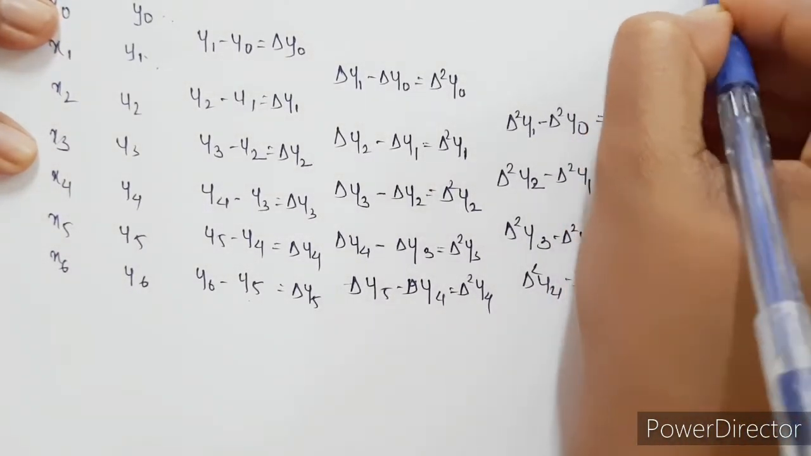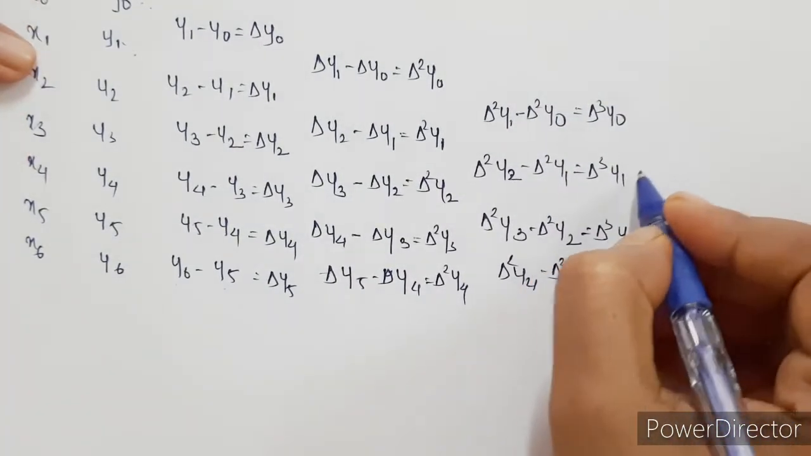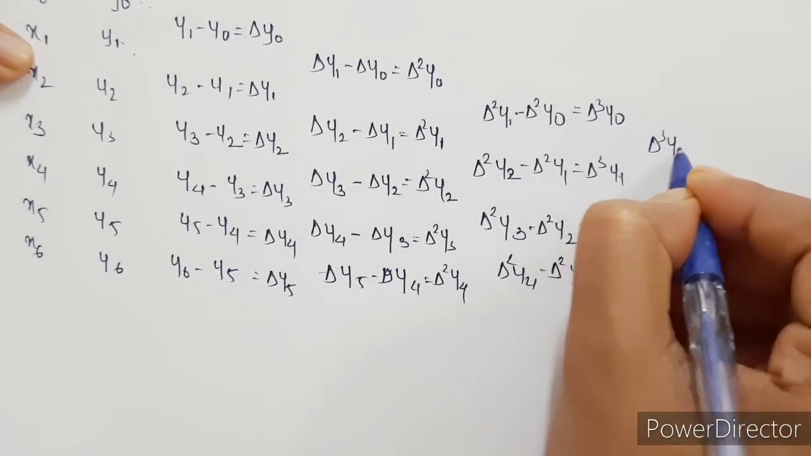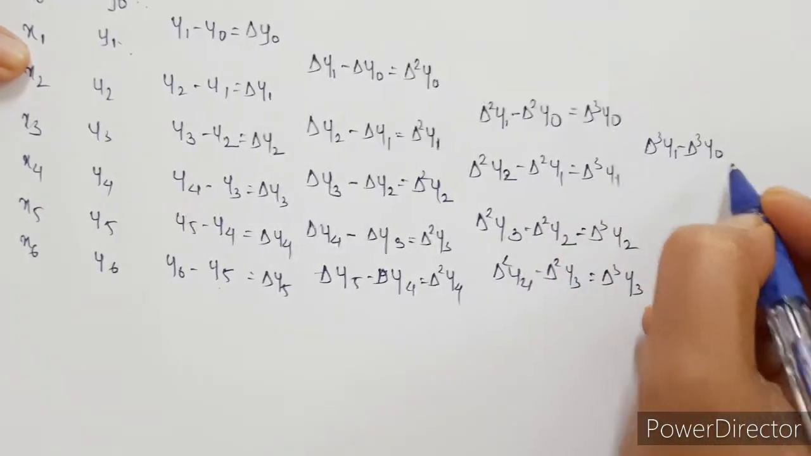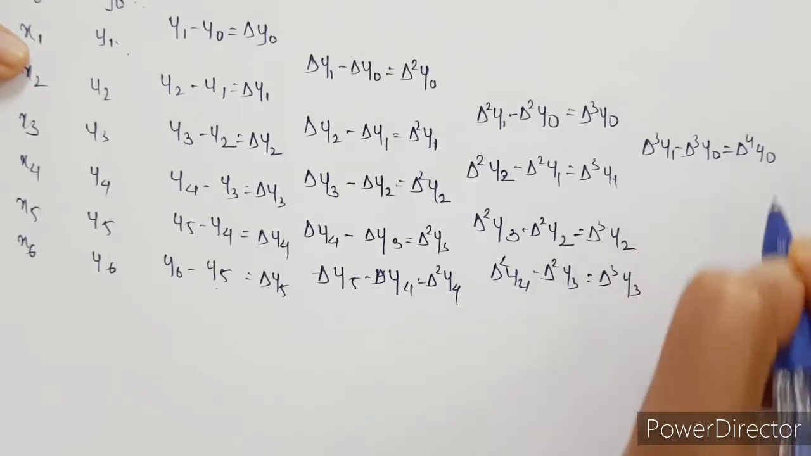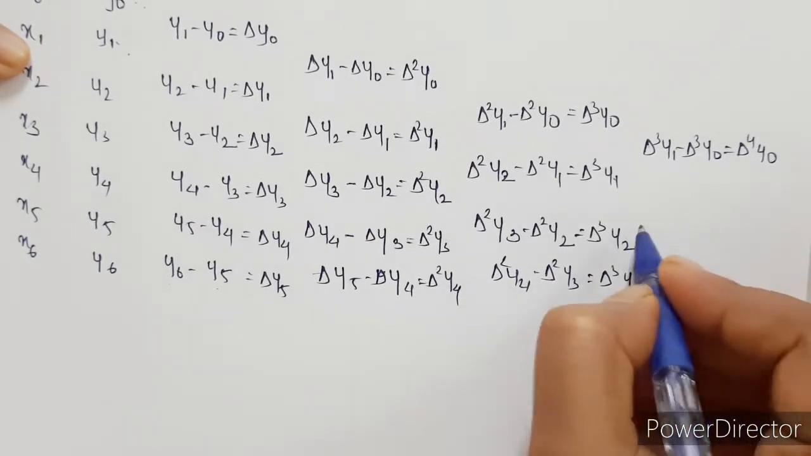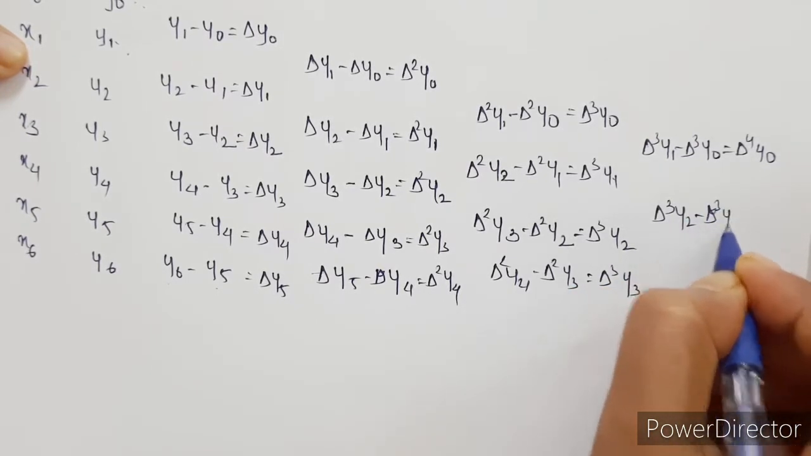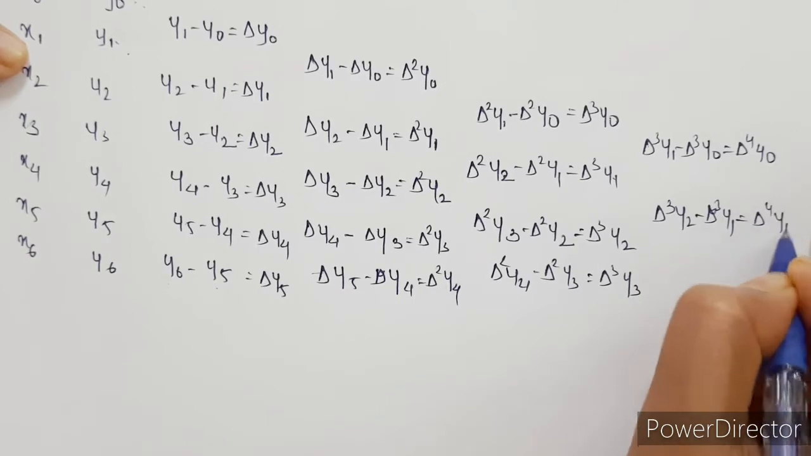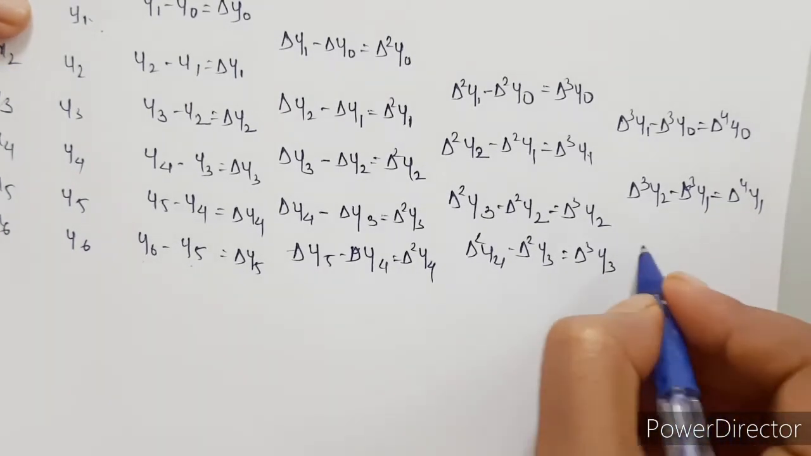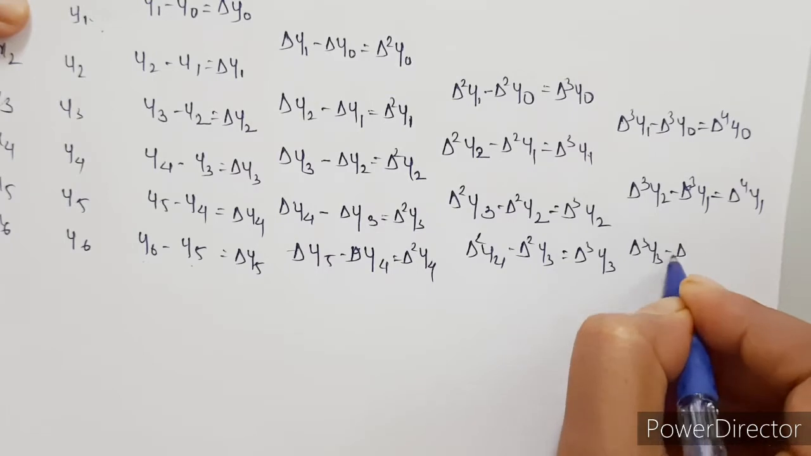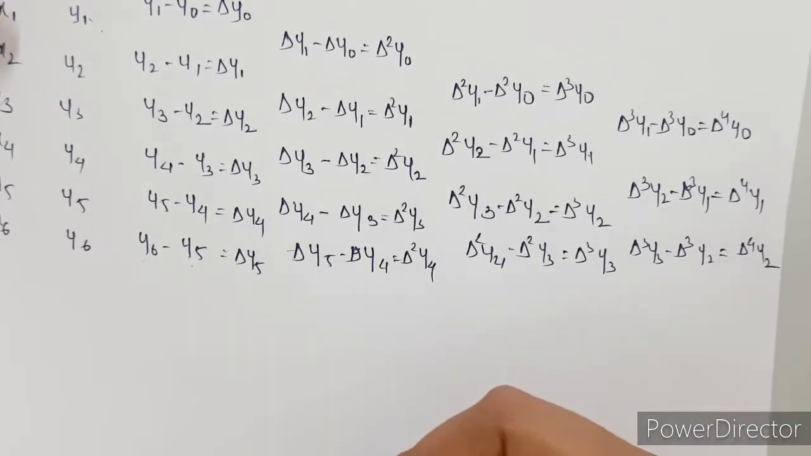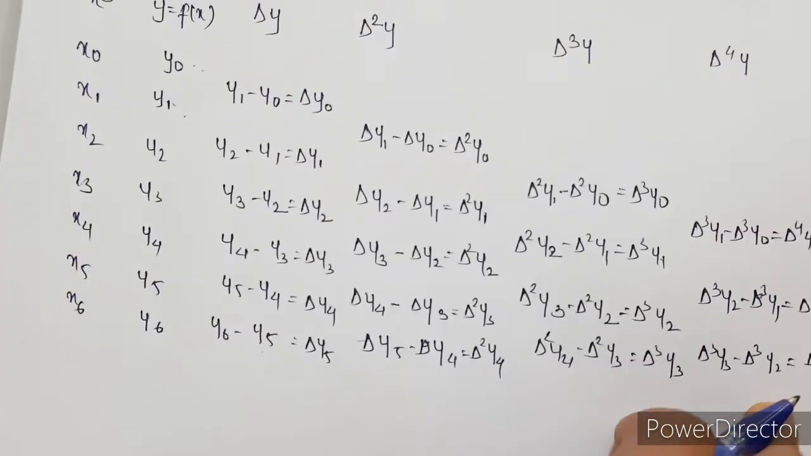Now if we talk about fourth difference, it will be difference between this and this. That is third difference of y1 minus third difference of y0, which is fourth difference of y0. Similarly, third difference of y2 minus third difference of y1, which is nothing but fourth difference of y1, and then third difference of y3 minus third difference of y2 is nothing but fourth difference of y2. So this is nothing but your forward difference table.